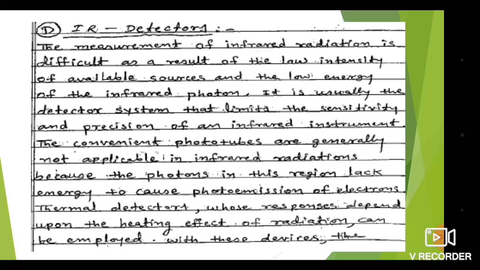The convenient phototubes are generally not applicable in infrared radiation because the photons in this region lack the energy to cause photoemission of electrons. So here we cannot use the phototube you have used in B.Sc. III, that is, in the UV-visible spectrophotometer.